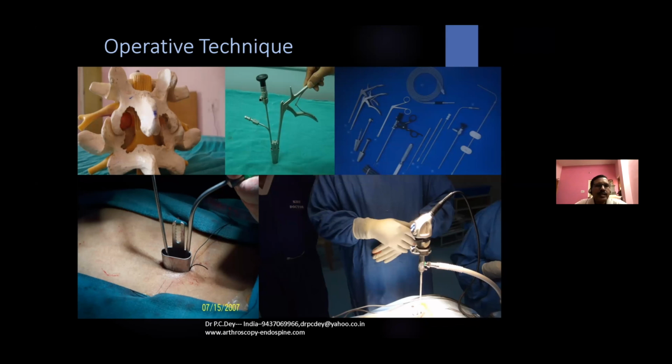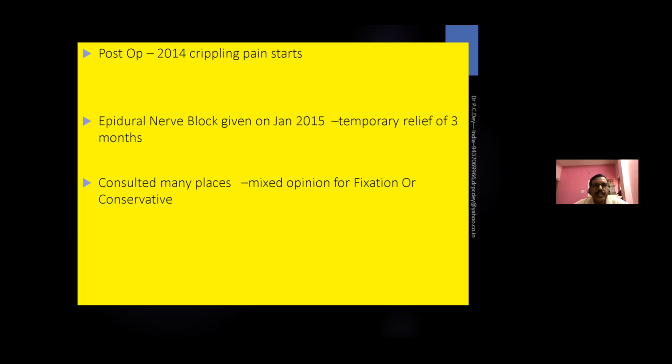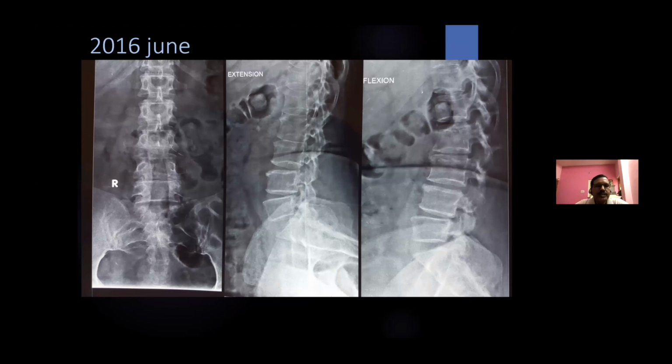Now to an example of a 62-year-old lady who underwent open laminectomy and nerve root decompression for lumbar canal stenosis at L4, L5 and L5-S1 in December 2012. In 2014, crippling pain started due to recurrence of the herniated disc. An epidural nerve block was given in January 2015. There was temporary relief for 3 months, and she consulted many places. There was a mixed opinion between fixation and conservative treatment. She landed at my place in June 2016.